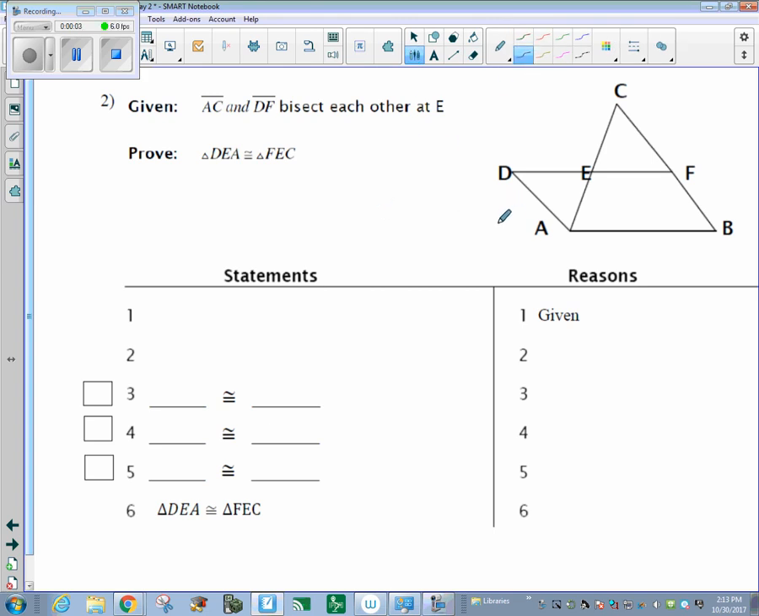Hello everybody, we're going to talk about proofs again today. Today we are going to talk about filling in proofs and filling in the blanks. So you can see we've got some blanks here to fill in.